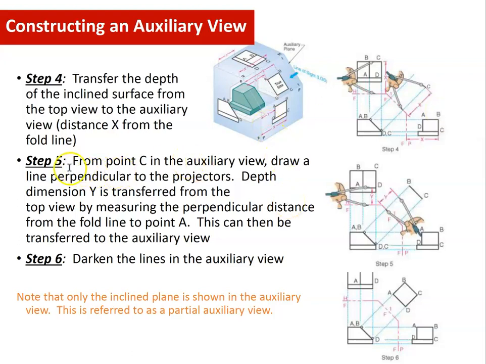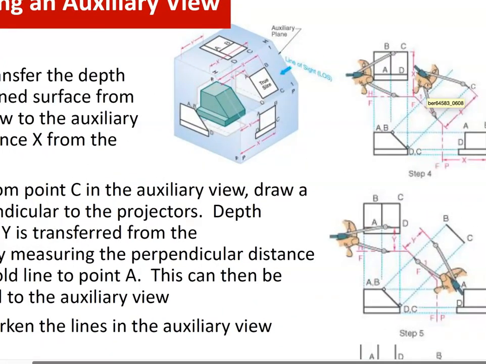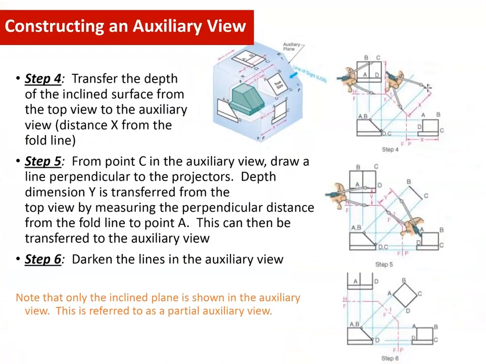Okay, step number 5. From point C in the auxiliary view, so this is your point C. Let me make this bigger. From point C in your auxiliary view, draw a line perpendicular to the projectors. So you draw a line like this from C to B.